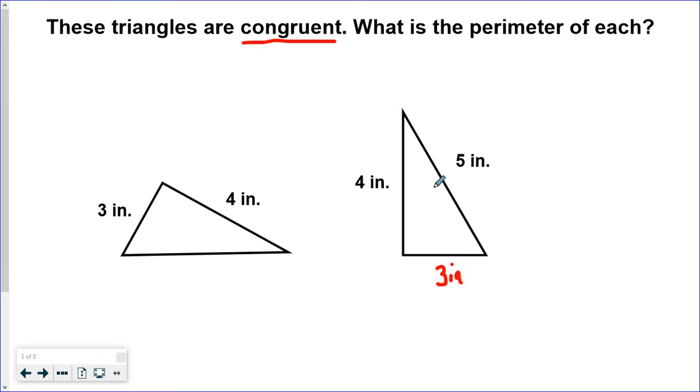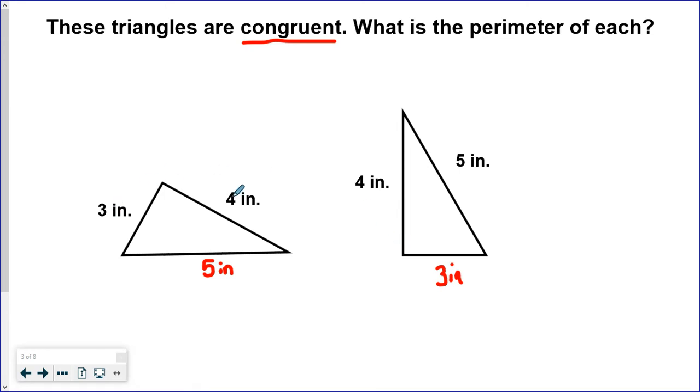Okay. And just like this long side right here is 5 inches, this right here should correspond with this side right here. So if this is 5 inches, that means this one's going to be 5 inches as well. Okay. And now all I have to do is really just add one of them together, because if I add one of them together, the other one should be the exact same size.